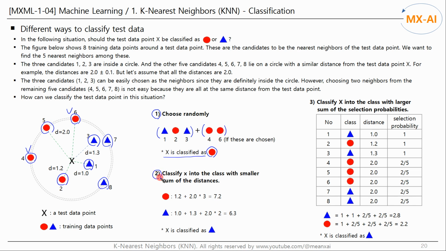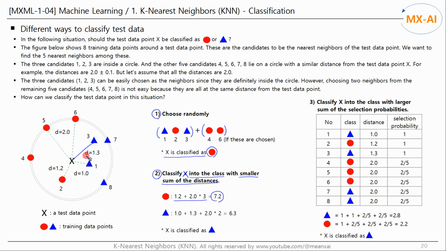The second way is to classify the data point X into the class that has smaller sum of the distances. This method uses all 8 data points. First, we measure all the distances between the test data point and the red data points. This distance is 1.2, and all other distances are 2.0. Therefore, the sum of these distances is 7.2.